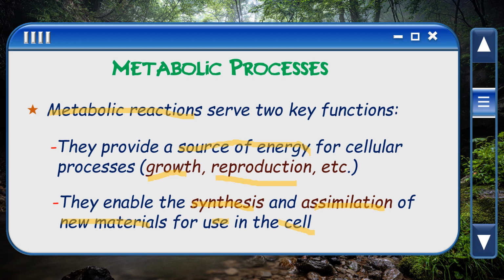And this energy is going to be obtained by breaking down molecules. For example, breaking down glucose and we get energy. This energy is going to be used in the making of the cells. But the process of breaking down glucose and getting energy, that one is called assimilation. And this assimilation process is a metabolic reaction. Therefore, metabolic reaction is going to enable the synthesis and assimilation of new materials for use in the cells.